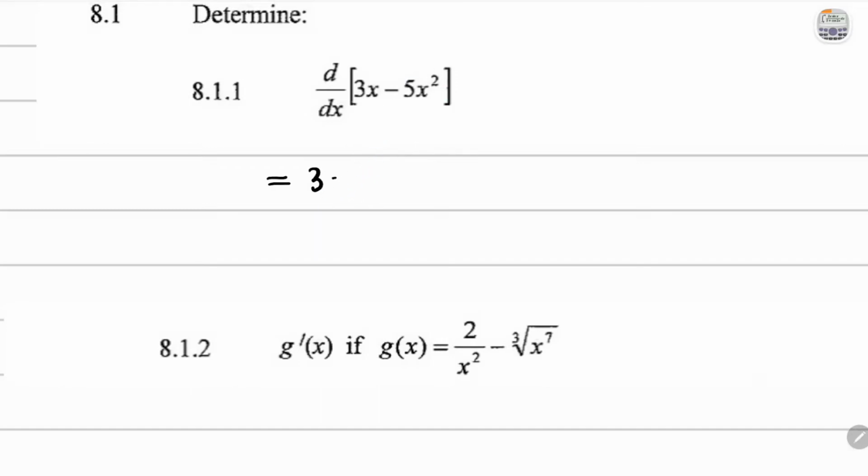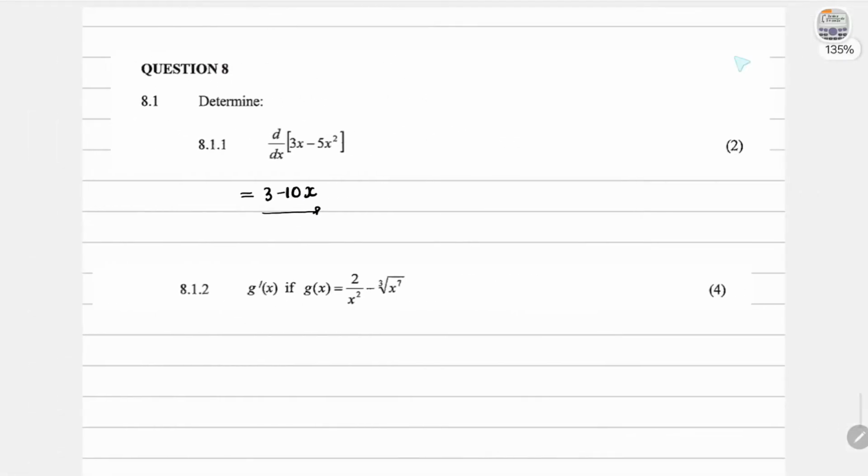Same thing happens here. So we have negative 10x, and of course we have an exponent of 1 left, but we don't have to rewrite it. So this is our answer.